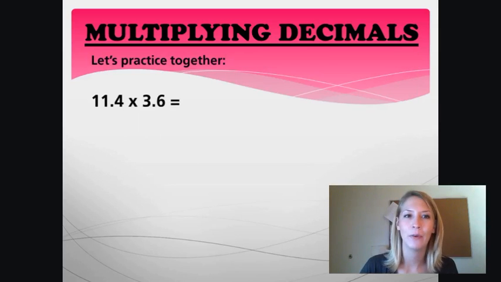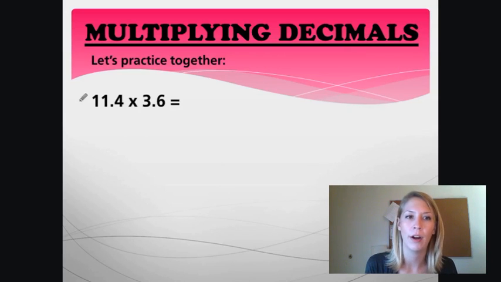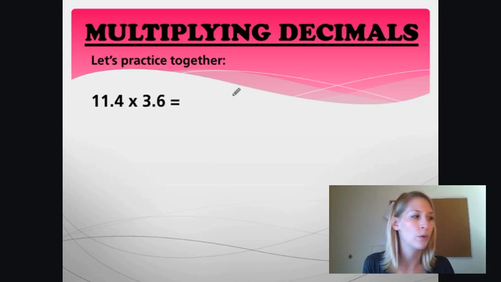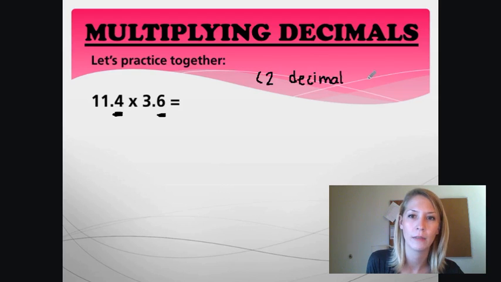So let's do an example together. The values that we are multiplying in this example are 11.4. We're going to multiply that by 3.6. So our first step is to multiply these as whole numbers. But let's keep in mind that we have 2 decimal places, 2 place values after the decimal. That information will come in very handy later. 2 decimal places. That'll come into play once we do the second step.